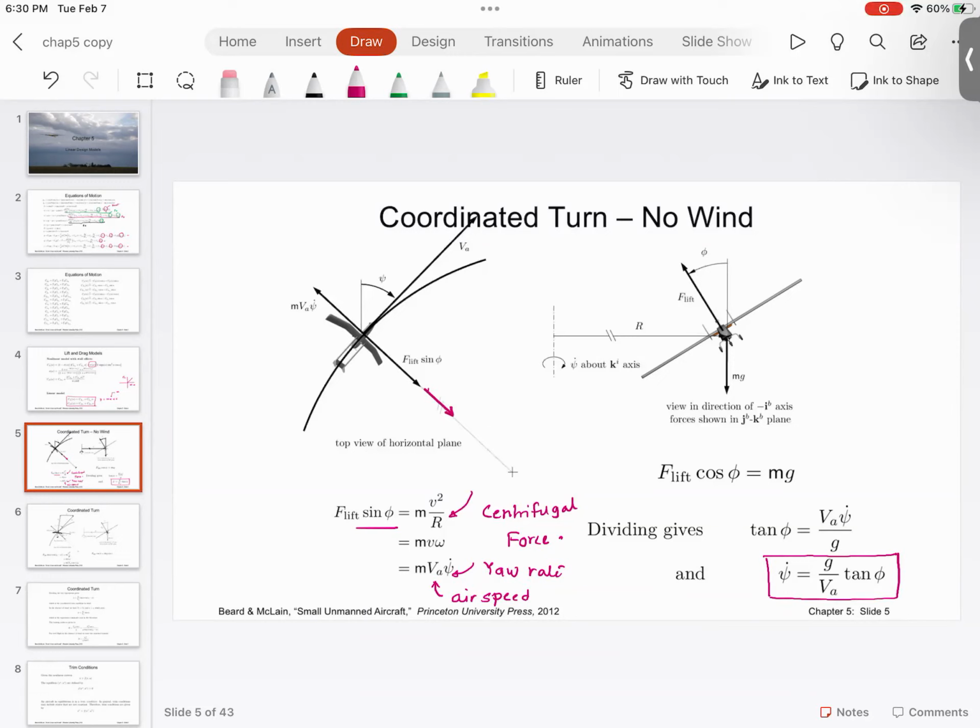So yaw rate, the pilot decides the yaw rate. G is gravitational acceleration, VA is the airspeed. For this condition to be valid, the aircraft will attain an equilibrium for tan phi. It will maintain a non-zero phi, and then the aircraft will turn. Everyone understood this? If you fly in an aircraft, I guarantee you have experienced this.